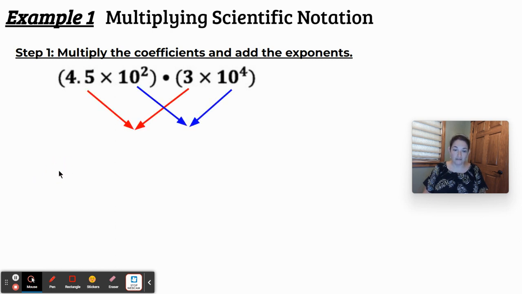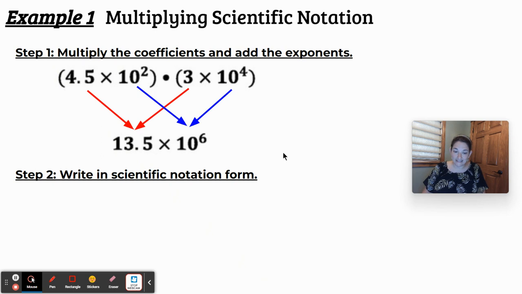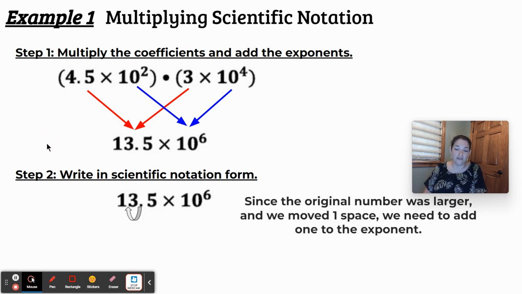Those are the coefficients, and those are the exponents. So let's multiply the coefficients, 4.5 and 3. When you multiply 4.5 and 3, you get 13.5. When you multiply 10 to the second and 10 to the fourth, you get 10 to the sixth because you need to add your exponents. Your second step is to make sure your answer is written in scientific notation. Notice mine is not. I need to have this number to be between 0 and 10. So I'm going to need to move my decimal over one space to get 1.35.